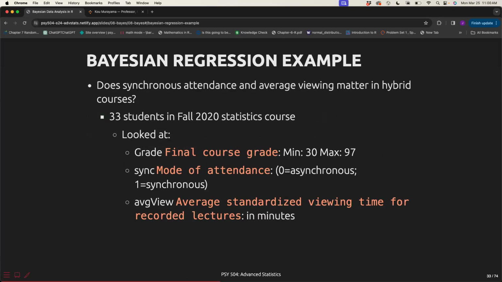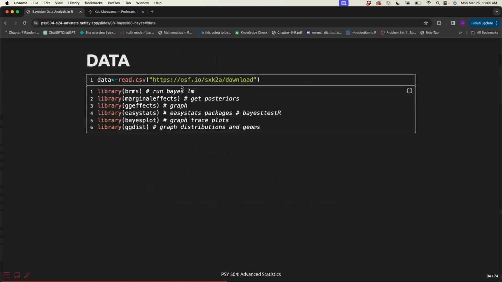So we have a very small data set with 33 students from a statistics course in fall of 2020. In that data set, we have 3 columns. We have a grade column, which is the final course grade. The min is 30 and the max is 97. Sync is a column, and that's just the mode of attendance: 0 if they attended asynchronously, or 1 if they attended synchronously. And then lastly, we have average view, which is just the average viewing time for the recorded lectures, in minutes. So these are the 3 variables that we're going to look at.